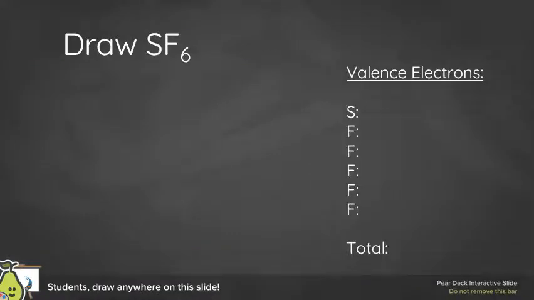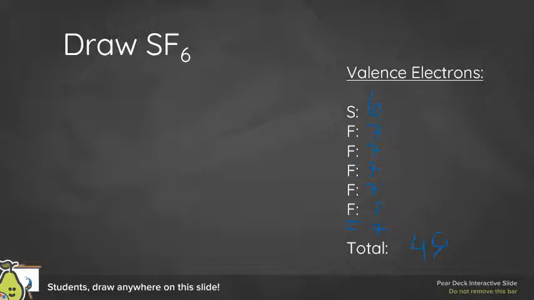All right, now we're going to draw sulfur bonded with 6 fluorines. So sulfur has 6 valence electrons, fluorine each has 7. I think I'm realizing I only drew 5 there, so I actually need another one. So 7 times 6 is 42, plus another 6 makes 48 valence electrons.